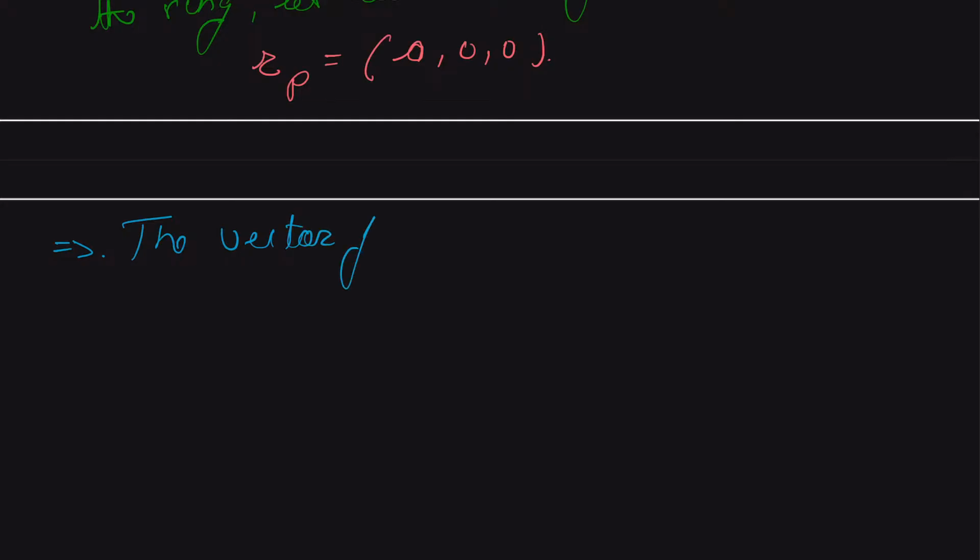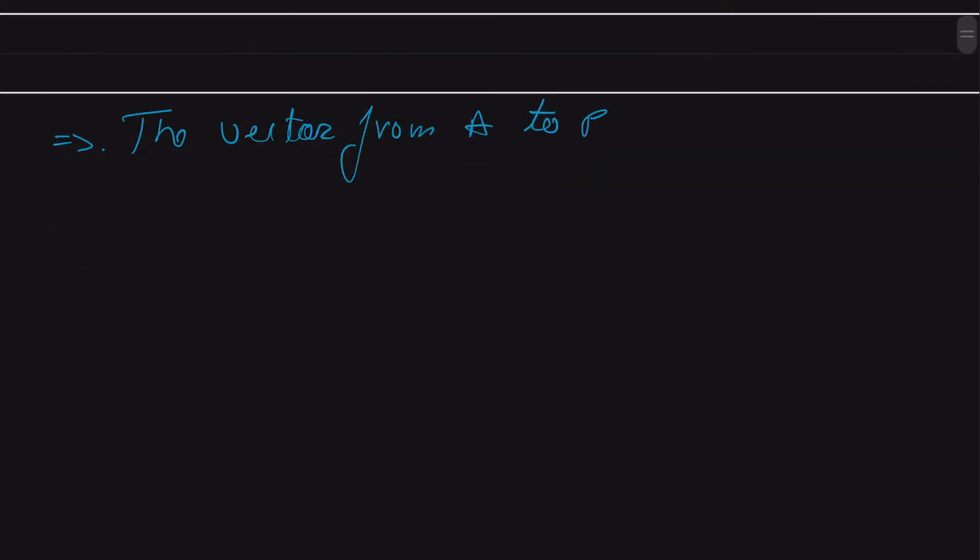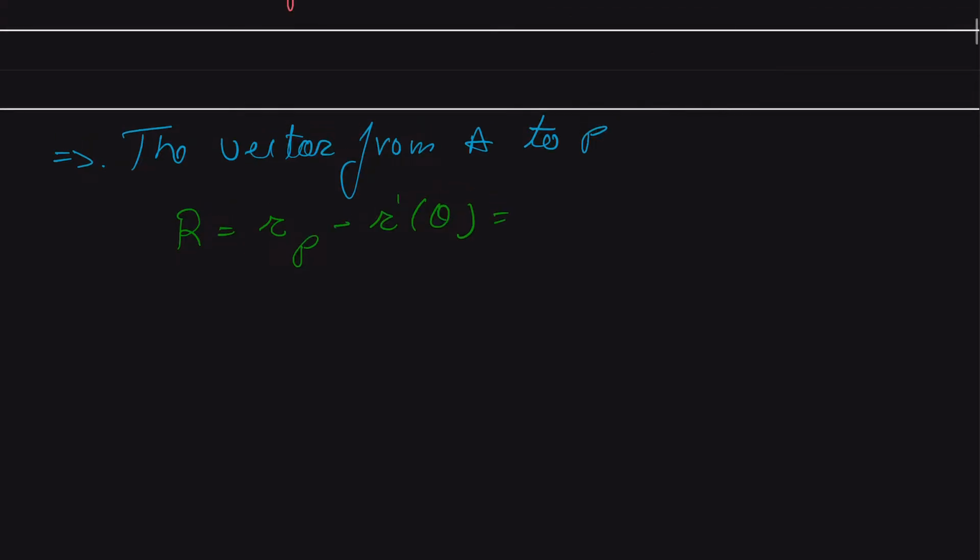The vector from A to P, we can write this as R is equal to R of P minus R prime of theta, which gives us (A minus R cos theta, minus R sin theta, 0).